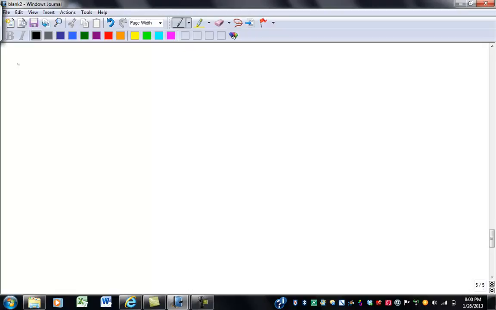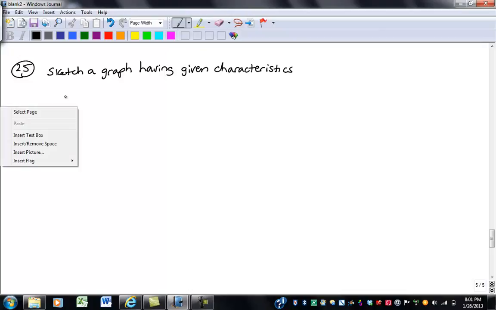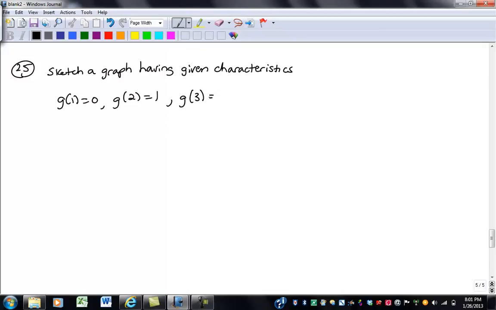So here's number 25. And it wants us to draw a graph. So sketch a graph having the following characteristics. So 25, g of 1 is 0, g of 2 is 1. g of 3 is negative 2. The limit of g of x is 0 as x approaches 2.